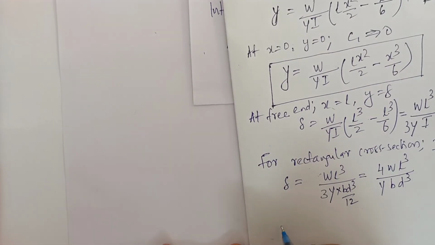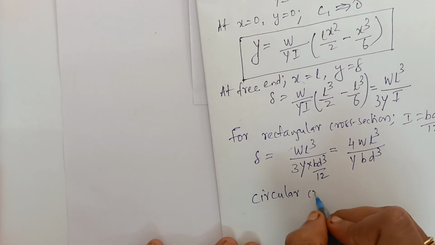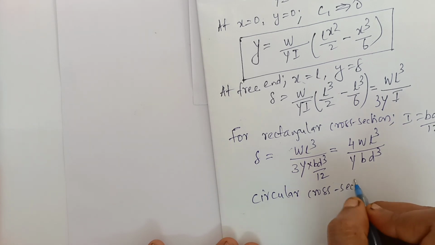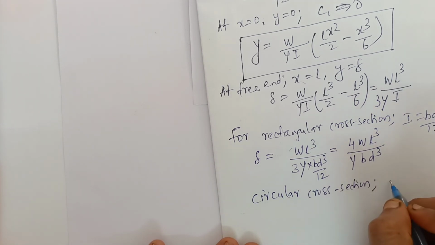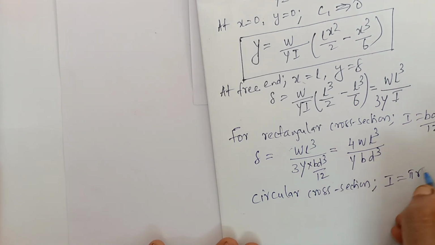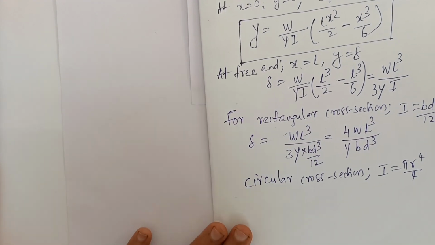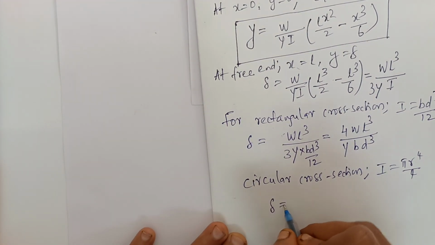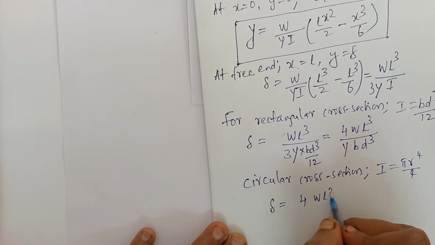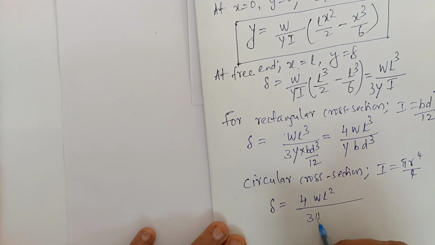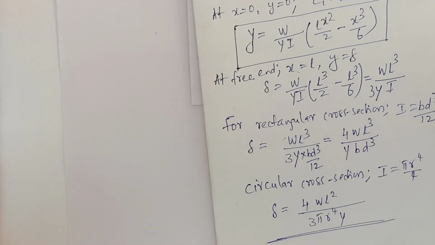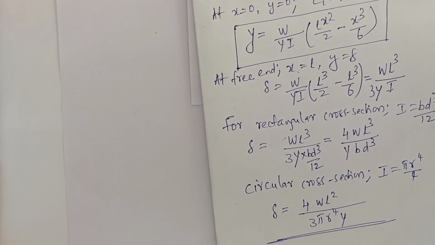See, if it is for a circular cross section of radius r, the moment of inertia is pi r raised to 4 by 4. So what we will get? Delta is equal to 4 w L cube by 3 pi r raised to 4 y. Okay, so this is the expression for a circular cross section and also for a rectangular cross section.